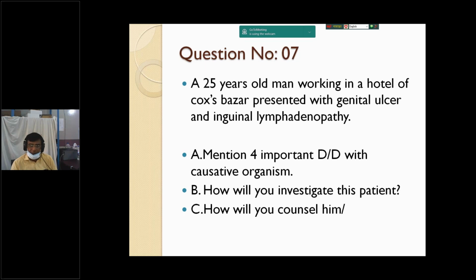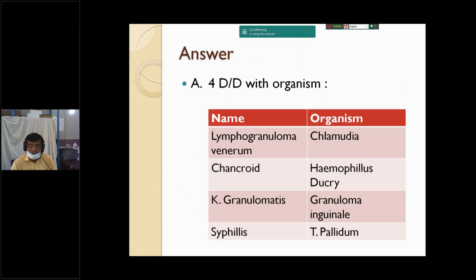Now question number 7. A 25 years old man working in a hotel of Cox's Bazar presented with genital ulcer and inguinal lymphadenopathy. Mention 4 important differential diagnoses with causative organism. The differential diagnoses are lymphogranuloma venereum, and it is caused by chlamydia.